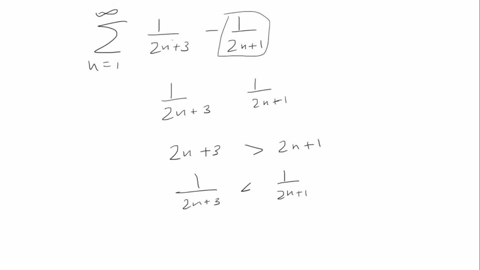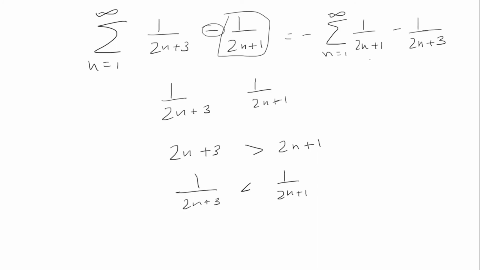So this needs to come out in front. The way we're going to do this is you have to factor out this negative. If I pull out this negative, now I'm going to have 1 over 2n plus 1 minus 1 over 2n plus 3, and then we're going from 1 to infinity. So 1 over 2n plus 1 is greater. Now we can proceed to step 2.